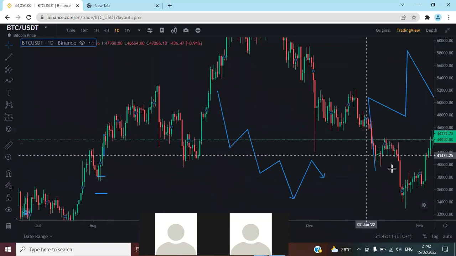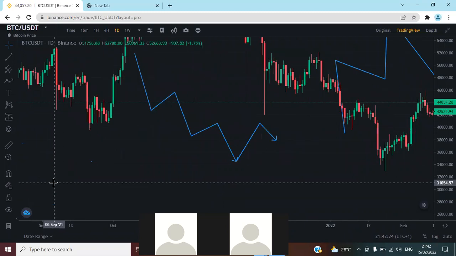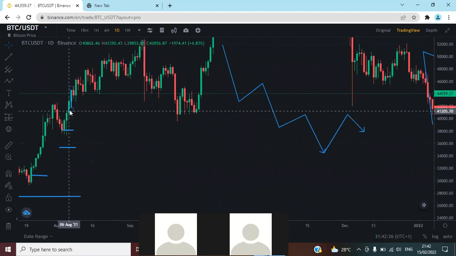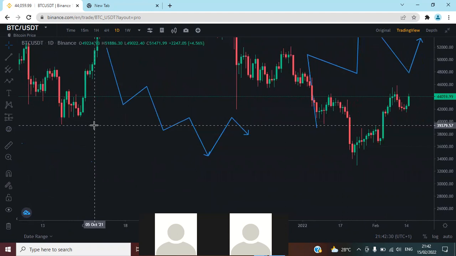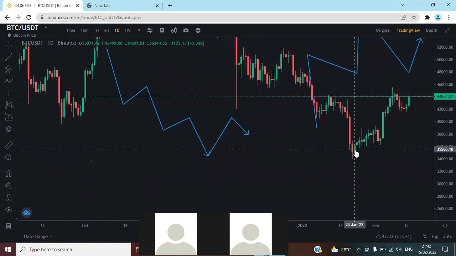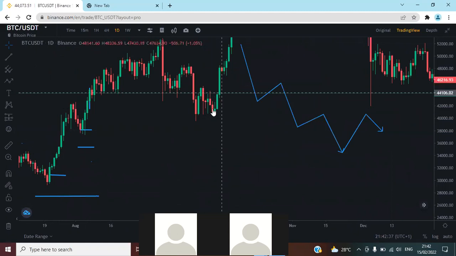The market crashes again. You see this zone here? It's a very strong demand zone. Rather, this area too is a very strong demand zone. It's a 38 here. Okay. So these are demand zones.